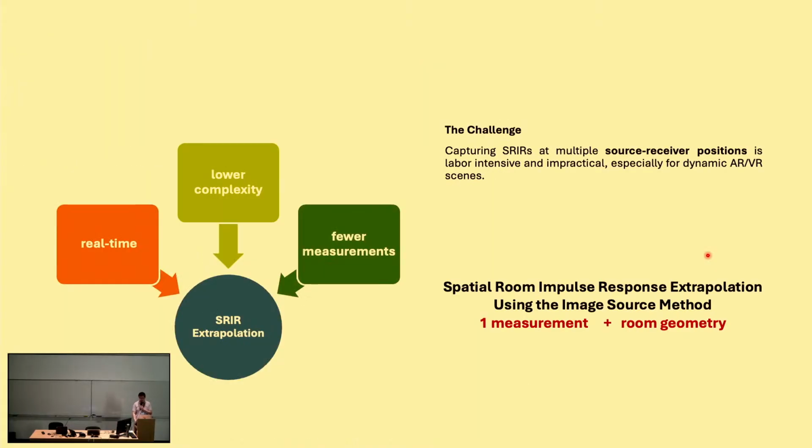So let's come to our method. In order to save everyone from this heavy job, we propose spatial room impulse response extrapolation using the image source method, which requires only one measurement and the room geometry.